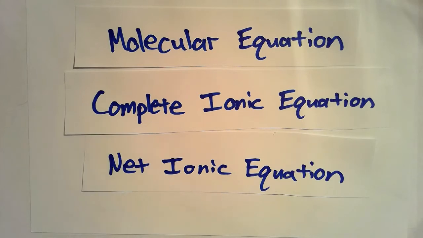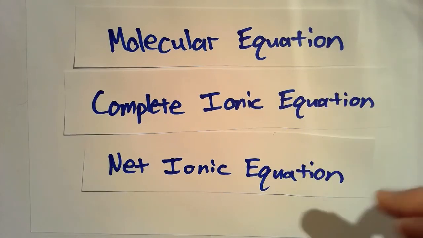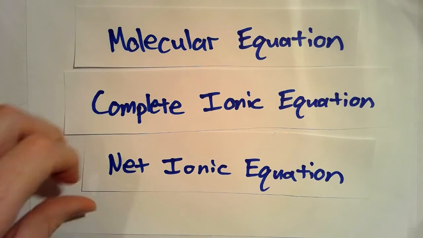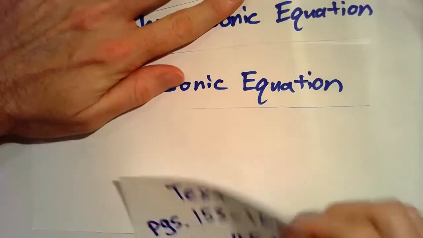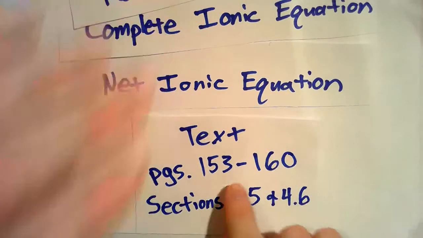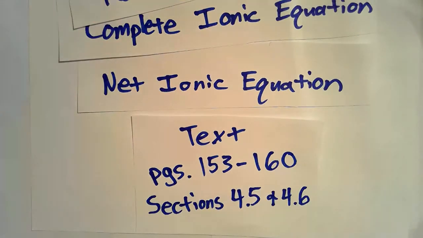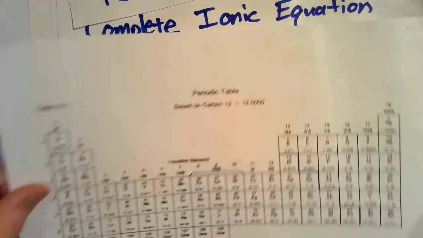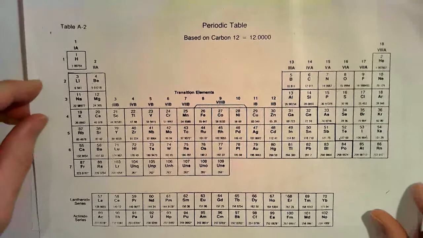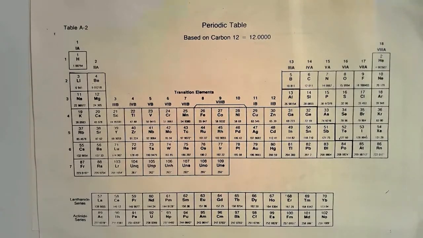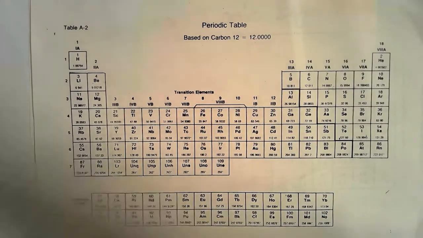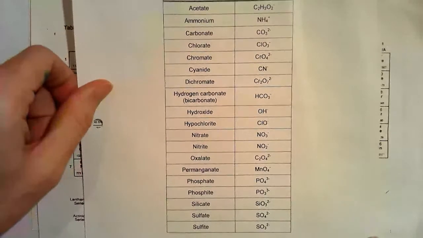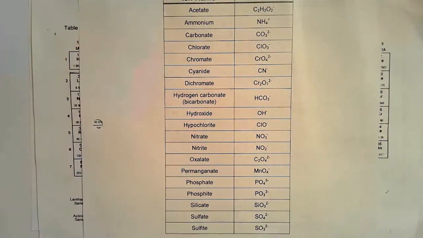Let's learn how to do our molecular equation, complete ionic equation, and net ionic equation. Please refer to the text on pages 153 through 160 in those sections. I'm going to note where you are on the video right now so that you can come back to the reference of the periodic table and your polyatomic ions, which you should have memorized, but it's helpful to have as a reference.